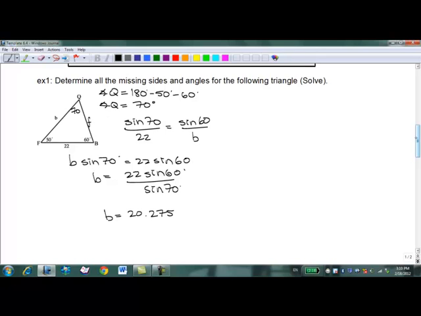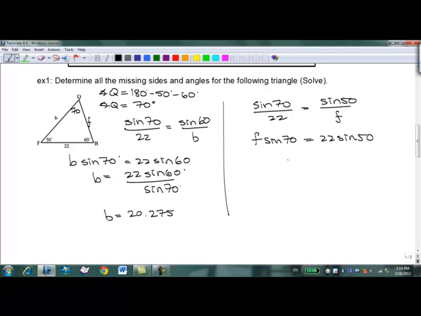Why don't you hit pause here, see if you can figure out side f. So let's figure out side f here. Let's go back using the Q information. Sine of 70 over 22 has to be the same as sine of 50 over f. Again, that cross multiplying and solving for f. And again, we should be able to roll this through the calculator and get an answer probably around the same lengths as the other ones. Let's do that, and we get 17.935.